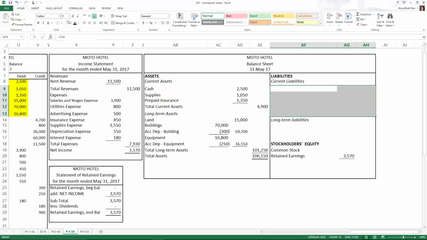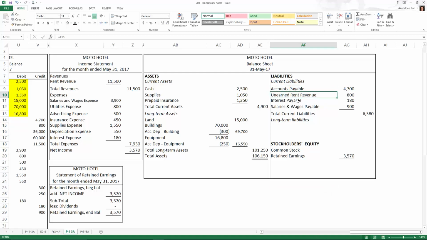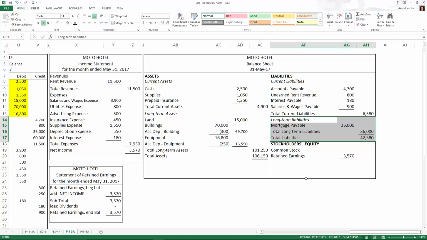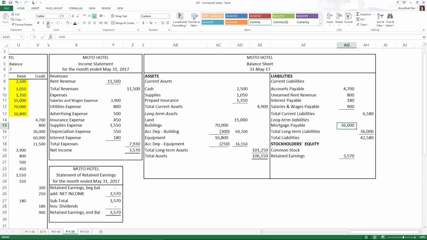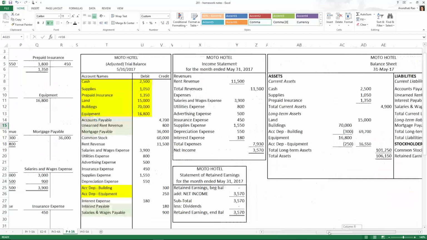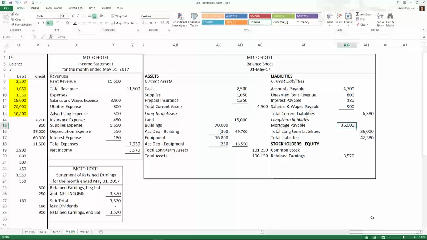and see our current liabilities. Accounts payable, unearned rent revenue, interest payable, salaries and wages payable are all current liabilities. And our long-term liabilities is mortgage payable. There was only one. Mortgage payable is the only long-term liability we have. Okay. And the only other item we have not brought forth from our trial balance is the common stock.